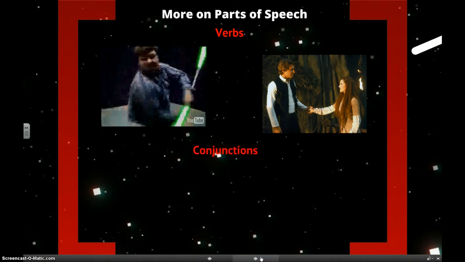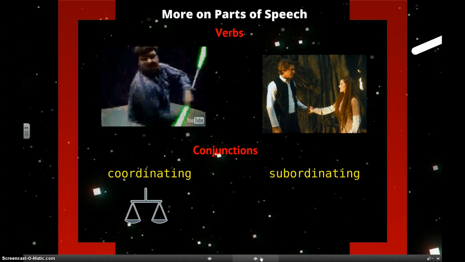Now, conjunctions, there are also 2 types of conjunctions we want to talk about. First is coordinating. These are the conjunctions that you're used to, and, but, and, or, as well as a few others. The important thing to remember is that coordinating conjunctions join 2 things that are equal. They can join words, they can join independent clauses, but whatever the 2 things or more that they're joining are going to be equal. Subordinating conjunctions are the opposite. The 2 things they join will not be equal.